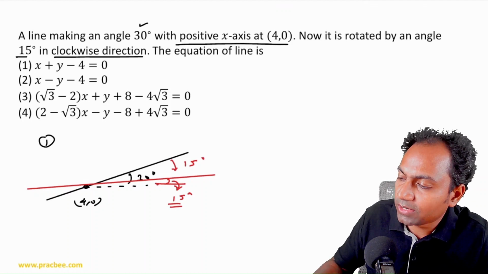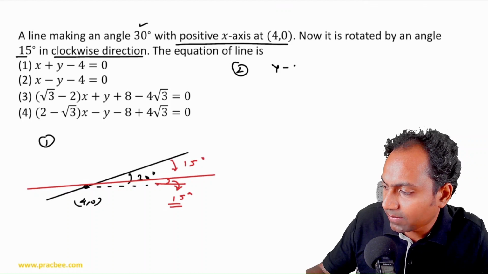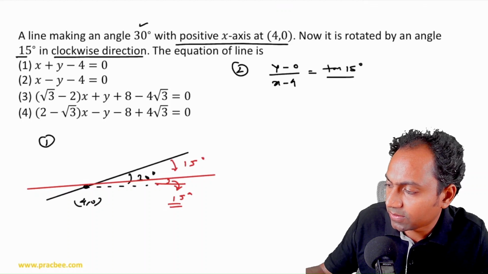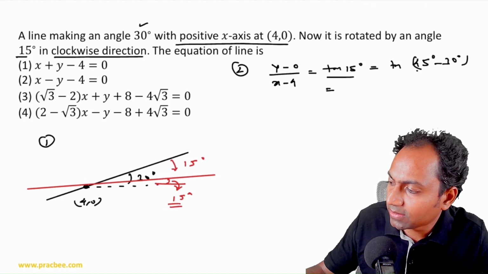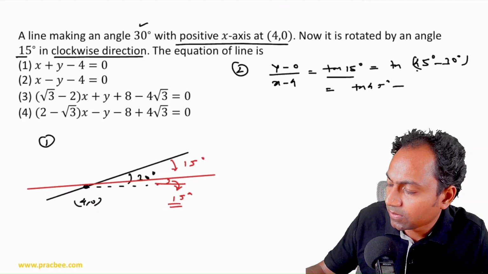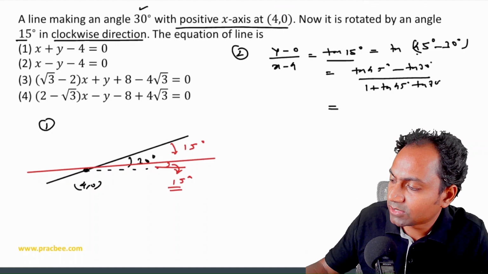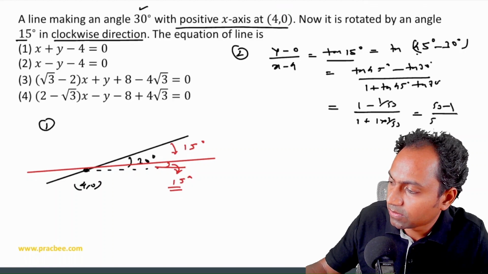So now if I want to write the equation of the line, it is very simple in the next part. I can use point slope form. So (y minus 0) by (x minus 4) will be equal to m, and that in this case will become tan 15 degree. Now tan 15 degree you can easily find. This is an NCERT level question, 45 degree minus 30 degree. And if I write it in this manner, it becomes (tan 45 degree minus tan 30 degree) by (1 plus tan 45 degree into tan 30 degree). So if I simplify this, this becomes (1 minus 1 by root 3) by (1 plus 1 into 1 by root 3). So this becomes nothing but (root 3 minus 1) by (root 3 plus 1).